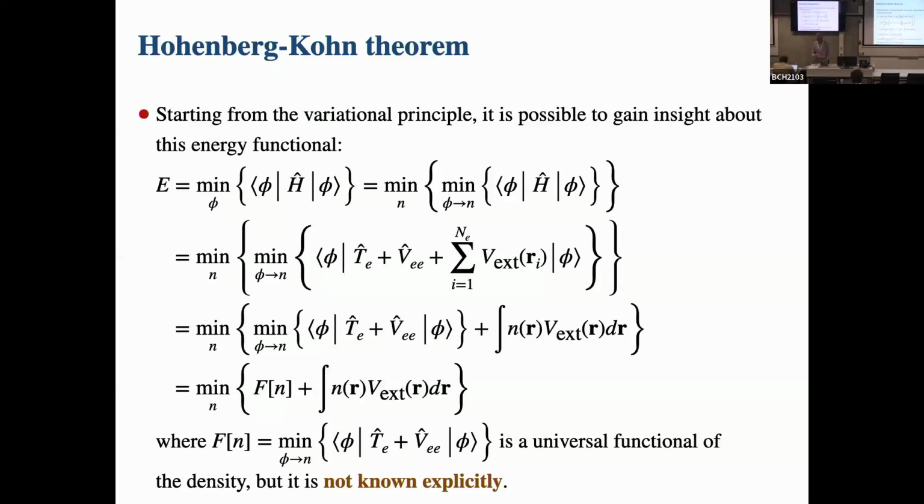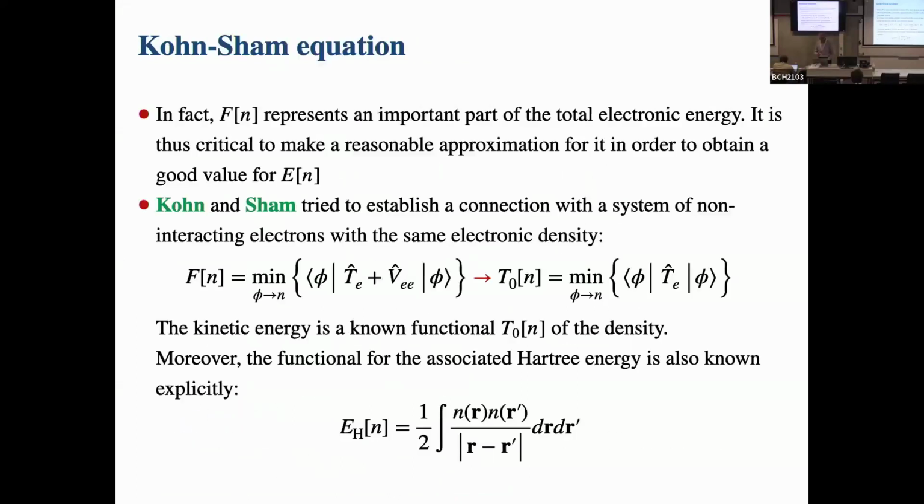this functional. The problem is that this piece is rather big, and so other approaches are needed to do a better job, because it's difficult to get a reasonable approximation for that. So Kohn and Sham tried to get a more reasonable approximation. They tried to establish a connection between a system of non-interacting electrons with the same electronic density. So they want to find something for this functional, starting from a functional where this is the kinetic energy of non-interacting electrons. This is a known functional.